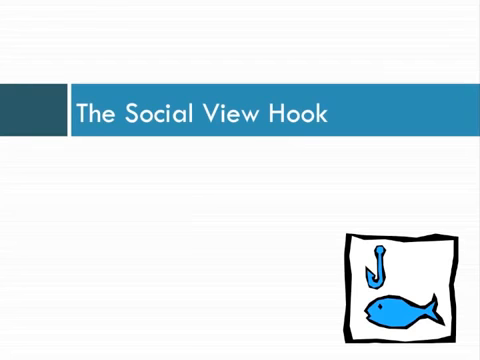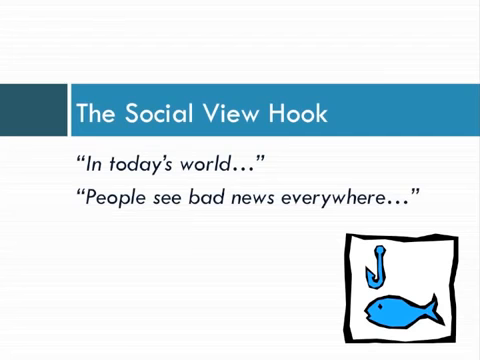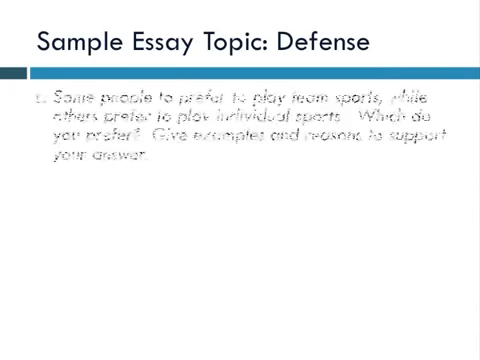Another very popular hook among students is the social view hook, and this one can be looked at from many different perspectives. So, for example, oftentimes you may appeal to the idea of comparing the past and the present. So, thinking about in today's world compared to the past. Or using some of the same general language that you might find in the topic itself. People see bad news everywhere. So, again, these are just some samples. Let's see how we apply it to our particular essay.